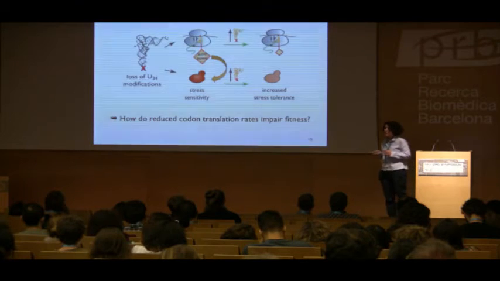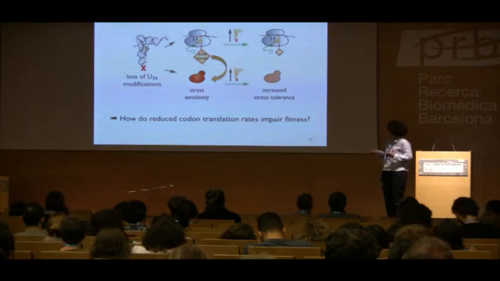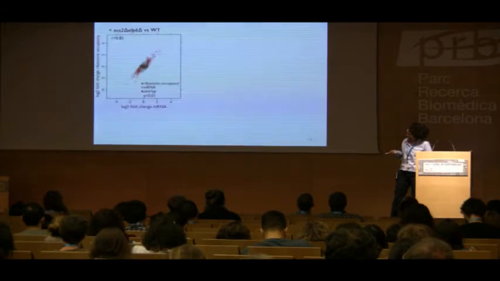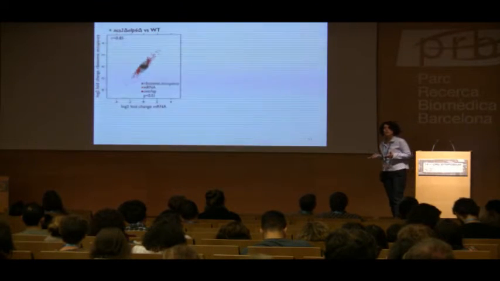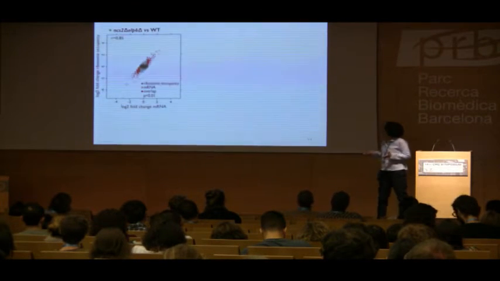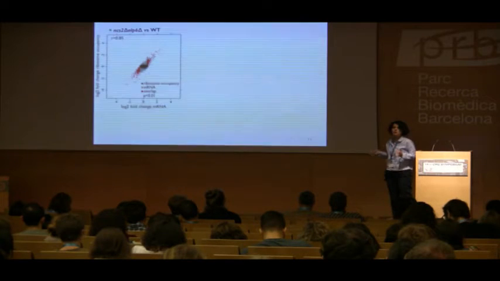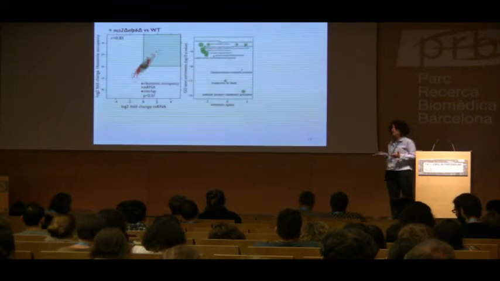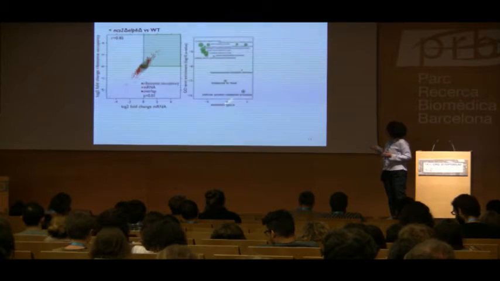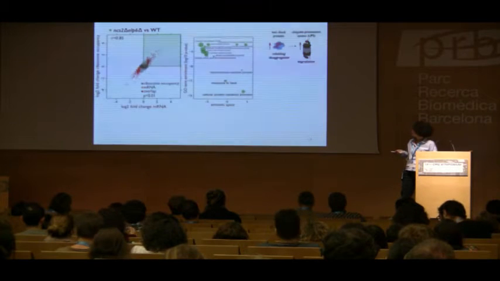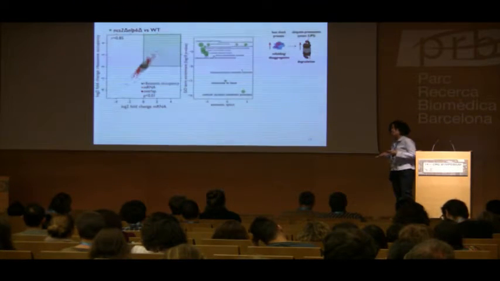So what we thought is the best way is to essentially ask cells, how do they deal with the consequences of slower decoding? And to do this, we looked at gene expression changes in the mutant strain compared to the wild type, just during normal growth. And what was really remarkable was that there were many, many genes that were differentially expressed in the mutant, and the ones that were induced were significantly enriched for components of the protein degradation and refolding machinery, and in particular for heat shock proteins and the ubiquitin proteasome system.